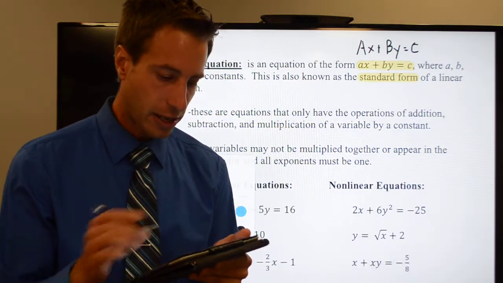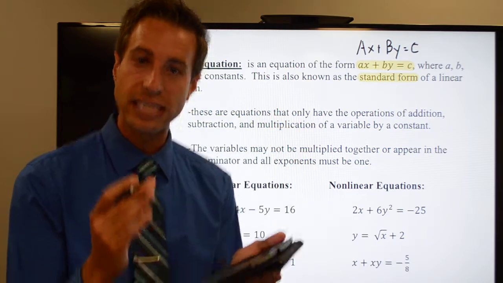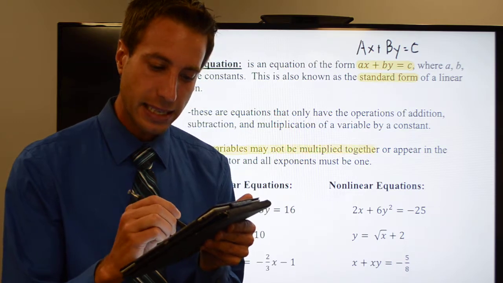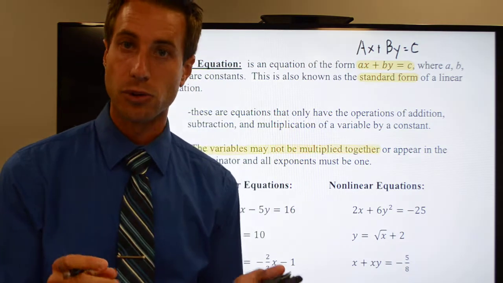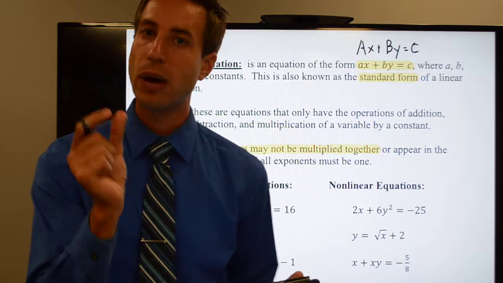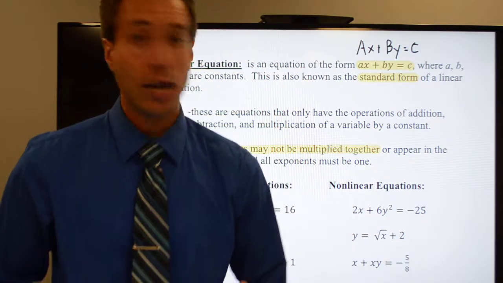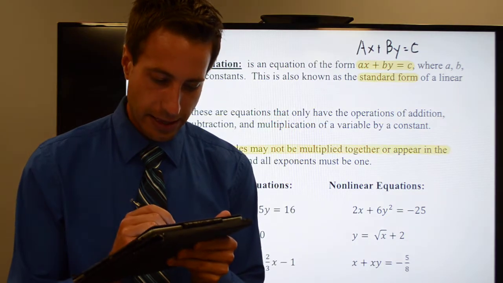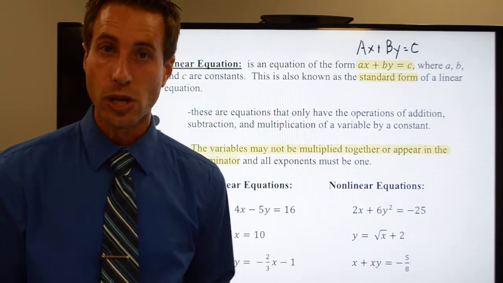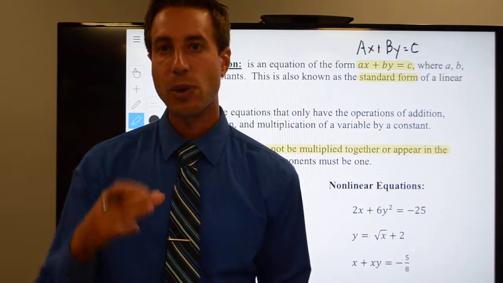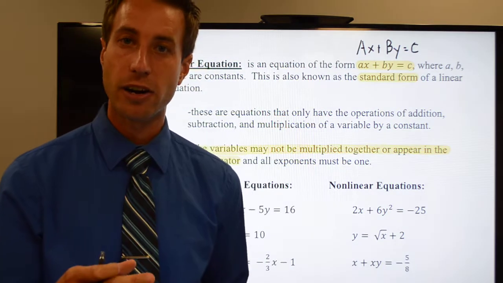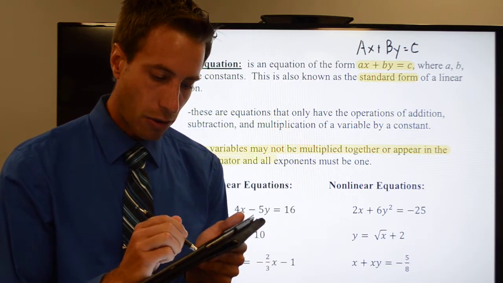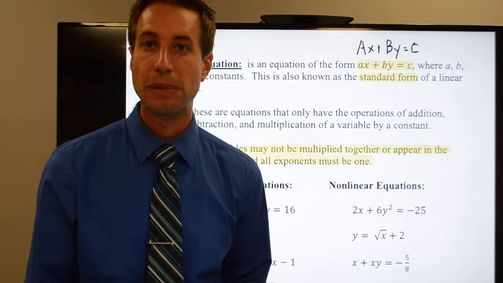Now let's go ahead and take a look at what it means to be a linear function. So I pull out my highlighter again, and here's our definition. These are the things you're looking for. The variables may not be multiplied together. You can't multiply variables. So when we look at our example problems, if you ever have variables multiplied together, it's not linear. They may not appear in the denominator, meaning the variables. So if you ever have division by a variable, it is not linear. And finally, all the exponents must be 1.